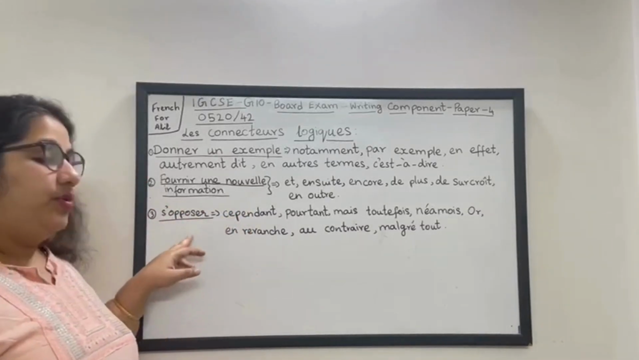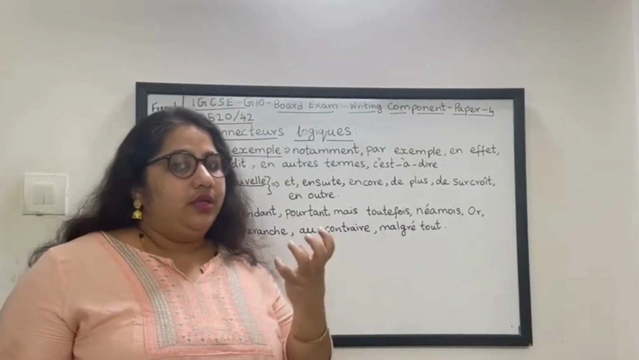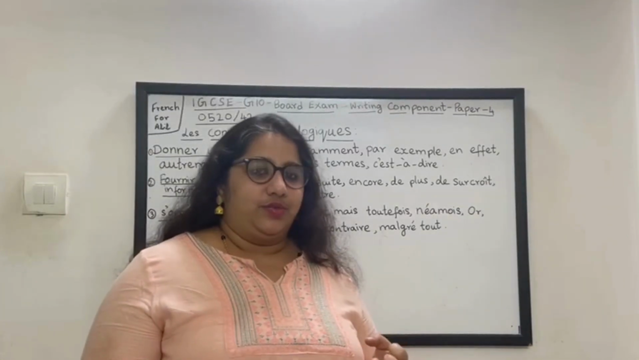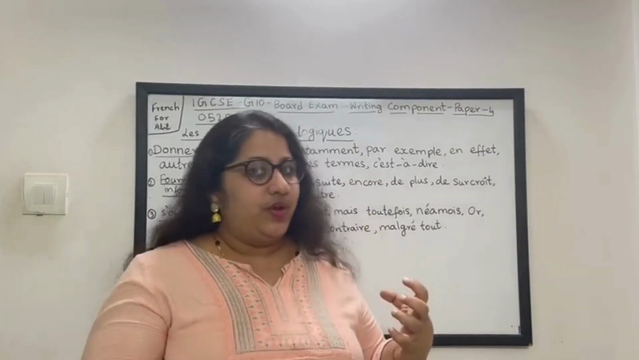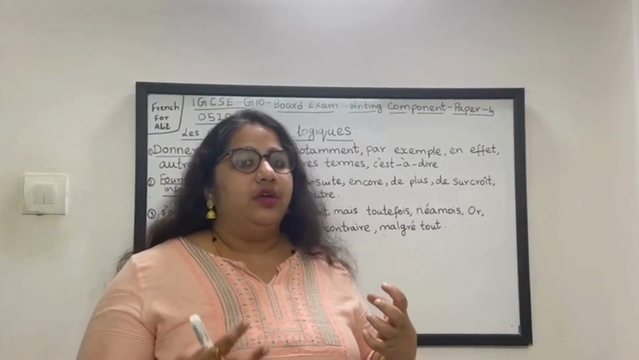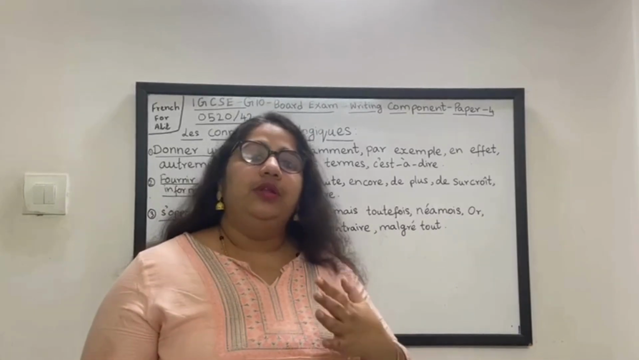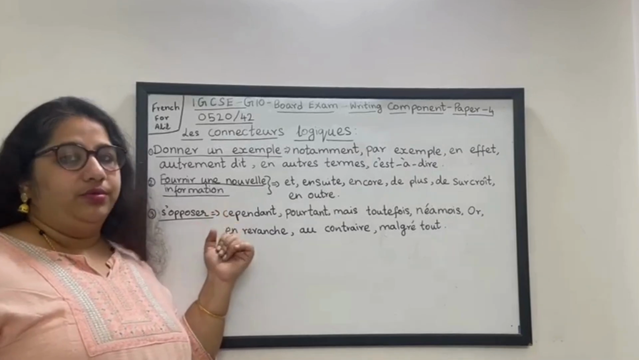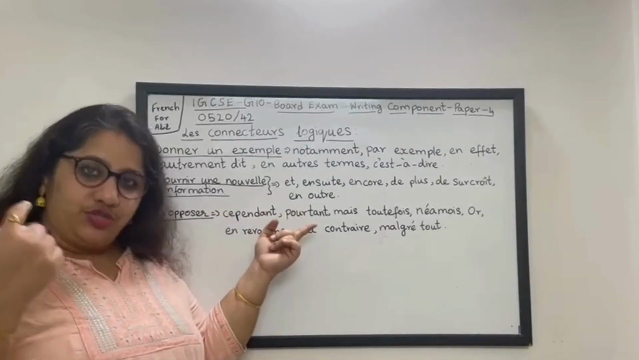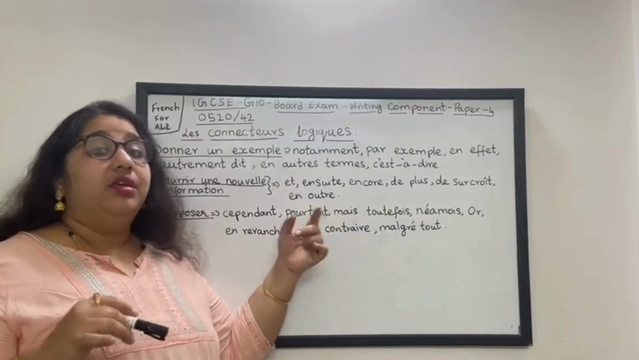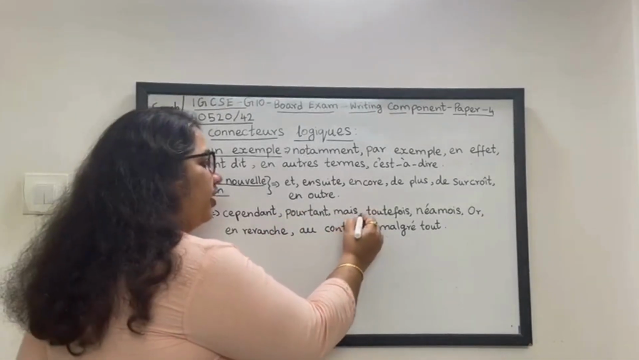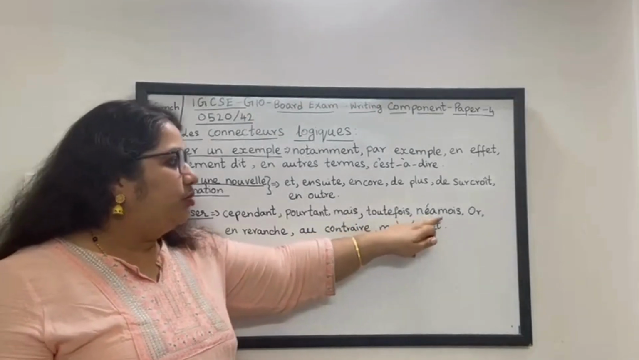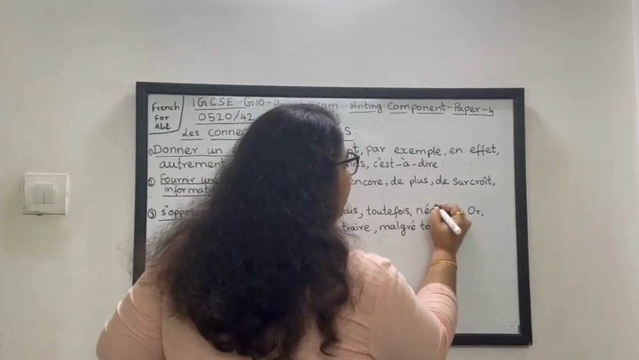Then let us see the next one, opposé. Suppose you are giving information and then you are giving the other side of that context as well, talking about the positive as well as the negative side of an issue, then you will use however and then you will talk. So one is cependant, means however. Pourtant means also however. Mais means but. Toutefois means also however. Mais means but. And néanmoins means also however.